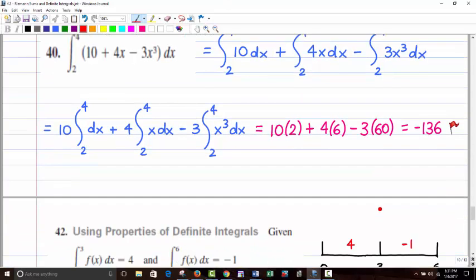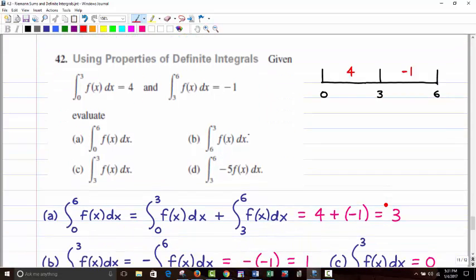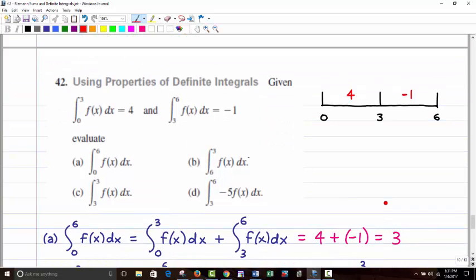All right. Now, these are interesting. I like these kind of problems. Now, this one uses the additive integral, and uses a little bit of all the properties.